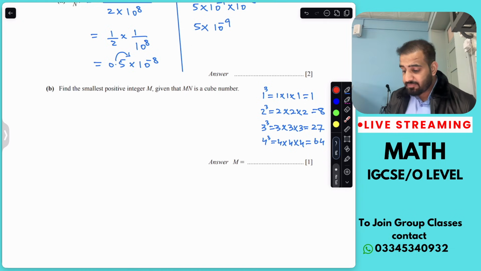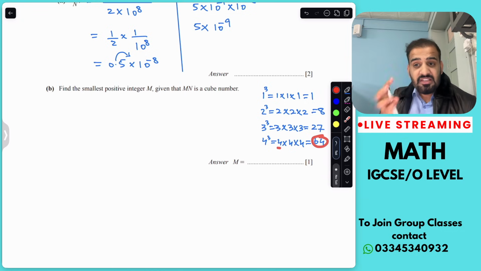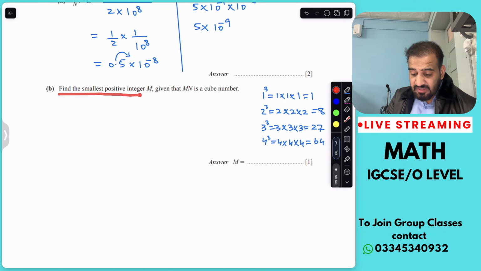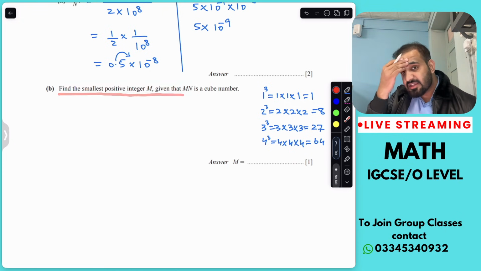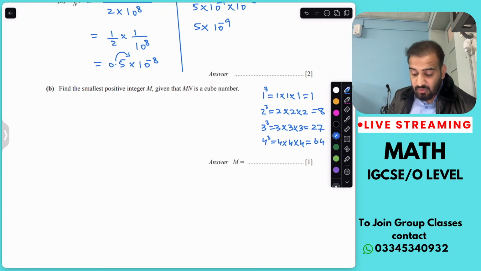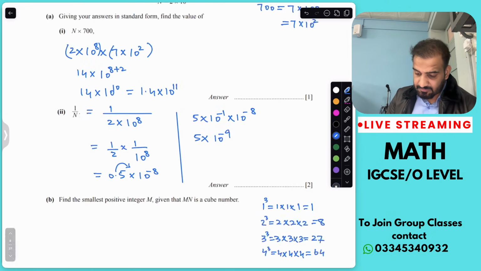Now how are these formed? If you look at 8, 8 has 3 twos. If you look at 27, how many 3s? 3. If you look at 64, there are 3 fours in 64. So now look at this number. Find the smallest positive integer m, giving mn is a cube number. Let me tell you, what was n?